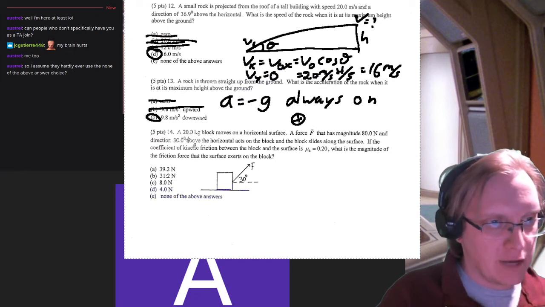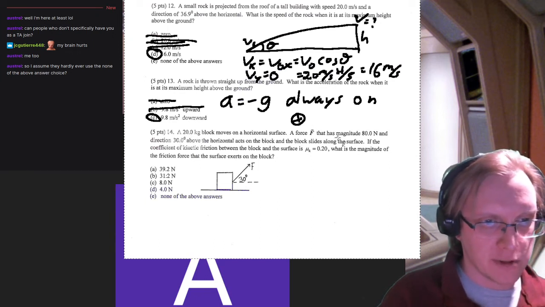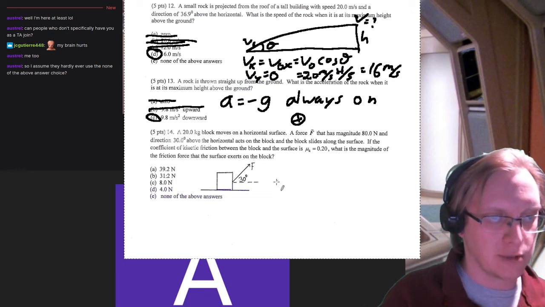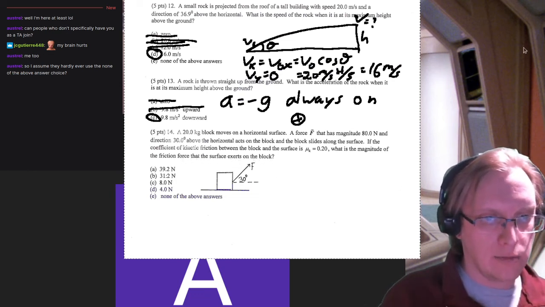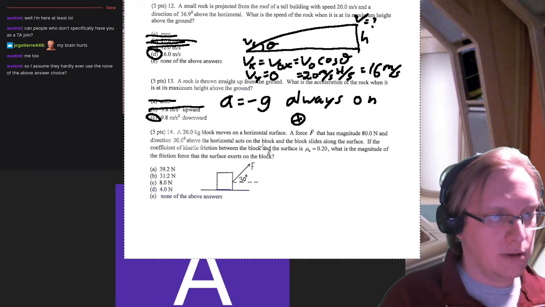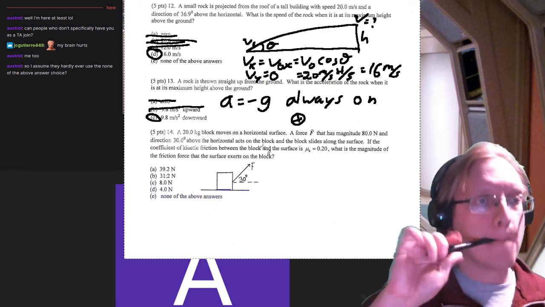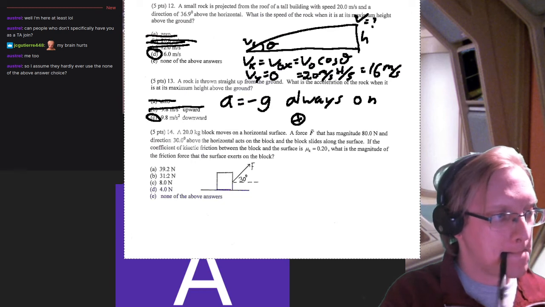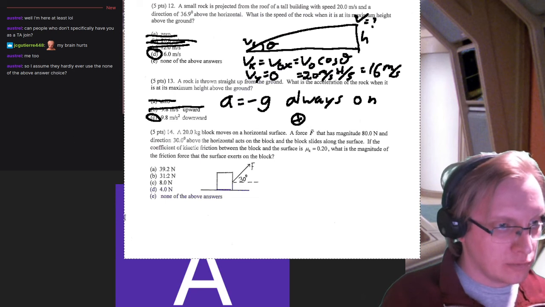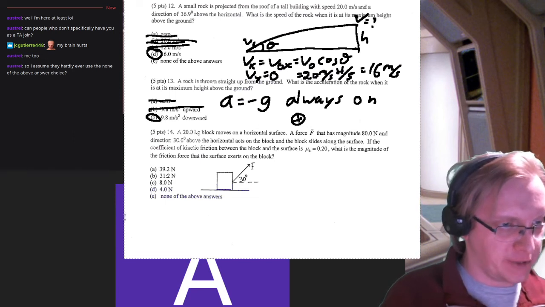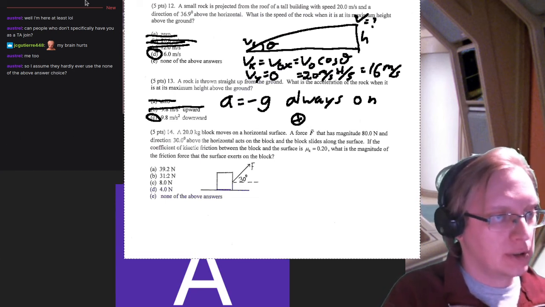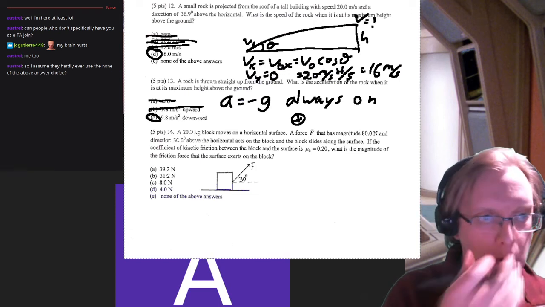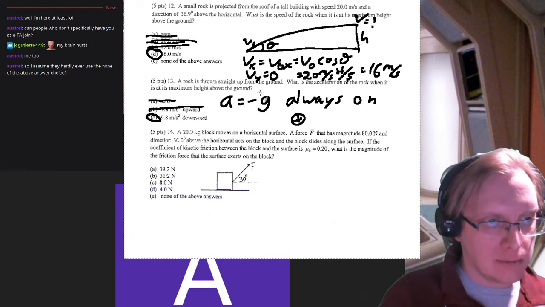Let's see here. We have a 20 kilogram block on a horizontal surface. A force of this much is applied in that direction. If the coefficient of kinetic friction is this, what is the magnitude of the friction force the surface exerts on the block? This is asking about friction. That's not on the exam, is it? Let's see here. Kinetic friction is not included on this exam. I think we're going to answer a different question.